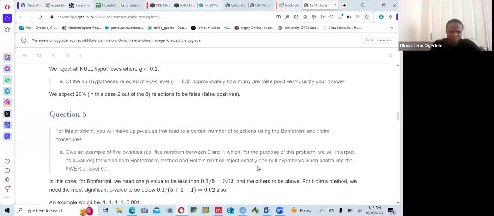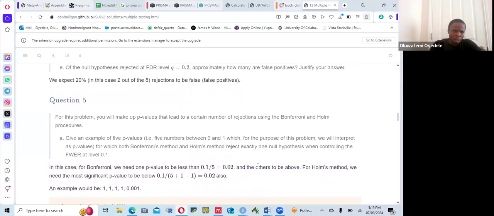Question 5. We said that for this problem, we will make up p-values that lead to a certain number of rejections using the Bonferroni and Holm procedures.